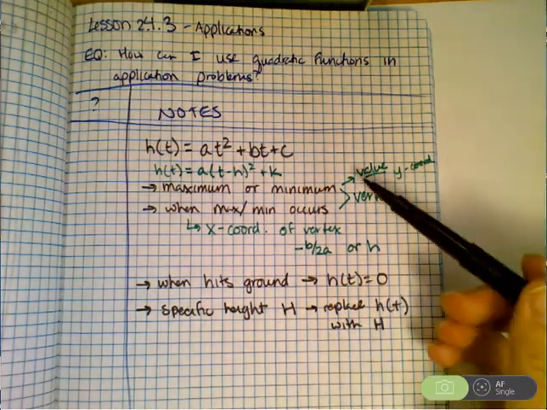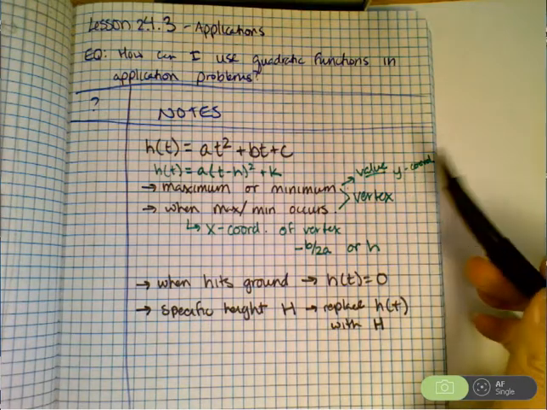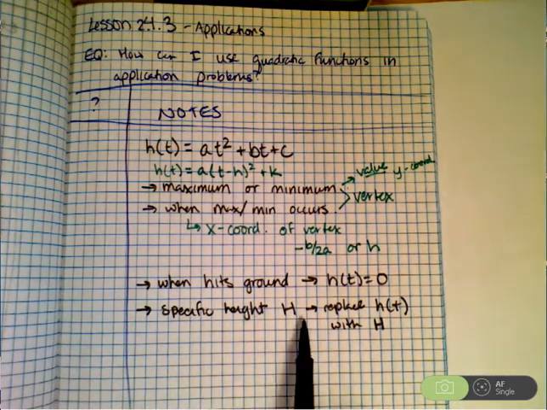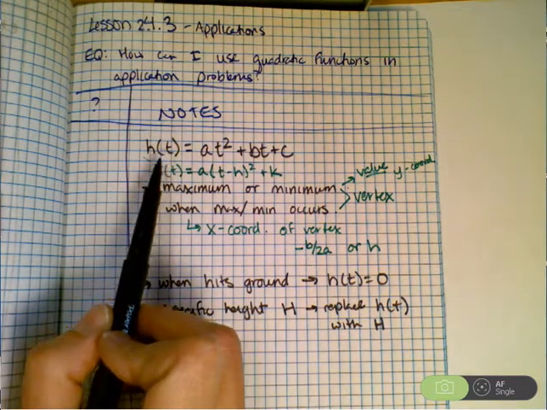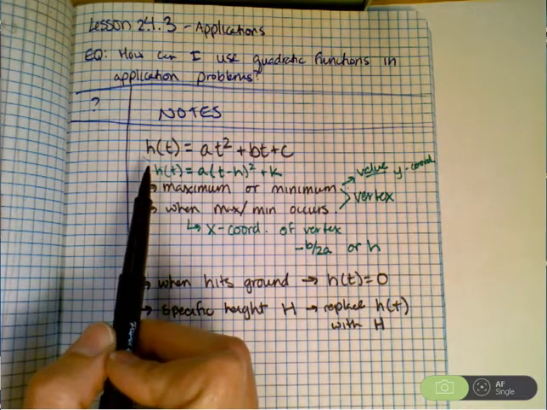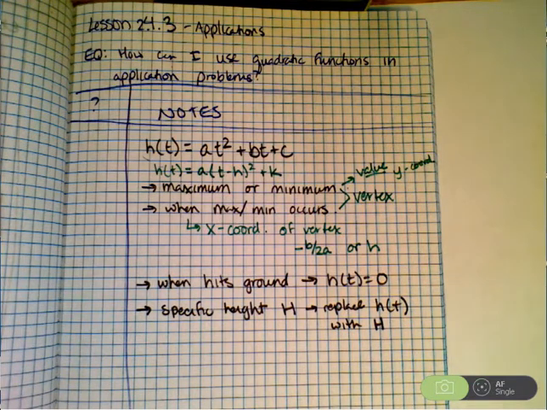But those are the big ideas: maximum and minimum and when it occurs, and again, that's always the vertex. And then when something hits the ground, or when it's at a specific height, or just when this y, or this other side of the equation, is some specific value, then you replace that and you solve it like you'd solve a quadratic. Okay, so we'll be doing more examples of that in class, but this just helps you think about how the ideas that you've already learned about quadratic functions apply to application problems.